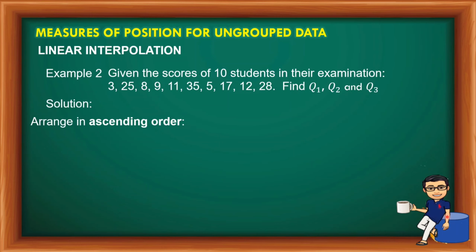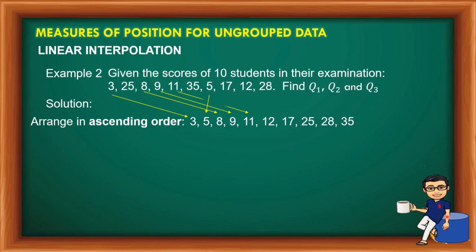So to determine the answer, same process. Arrange the data in ascending order. So ascending order natin, una ang 3, sumunod 5, then 8, next is 9, 11, then 12, 17, 25, 28, 35. So we arrange that already to ascending order. So n is 10 kasi 10 yung data. 1, 2, 3, 4, 5, 6, 7, 8, 9, 10. So 10 yung naibigay na score sa examination ng estudyante.